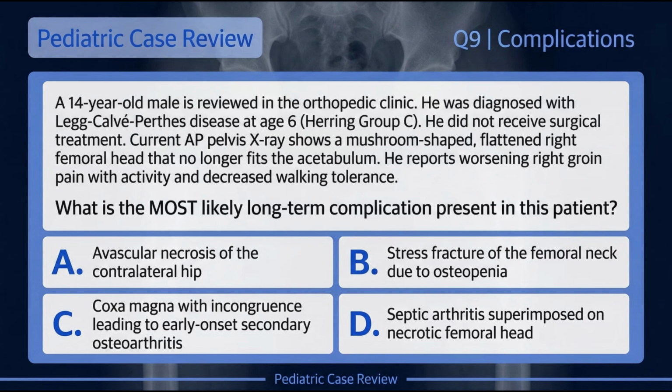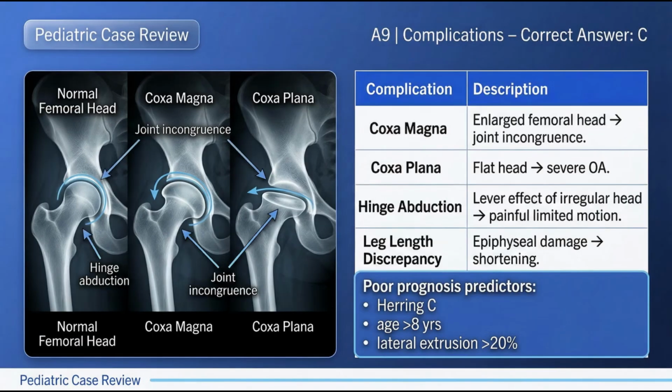Option A, avascular necrosis of the contralateral hip. Option B, stress fracture of the femoral neck due to osteopenia. Option C, coxa magna with incongruence leading to early-onset secondary osteoarthritis. Option D, septic arthritis superimposed on necrotic femoral head. The correct answer is option C, coxa magna with incongruence leading to early-onset secondary osteoarthritis.